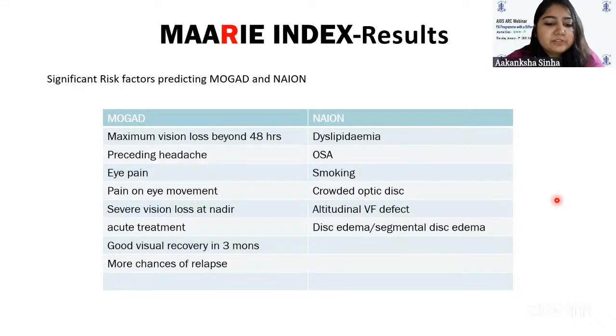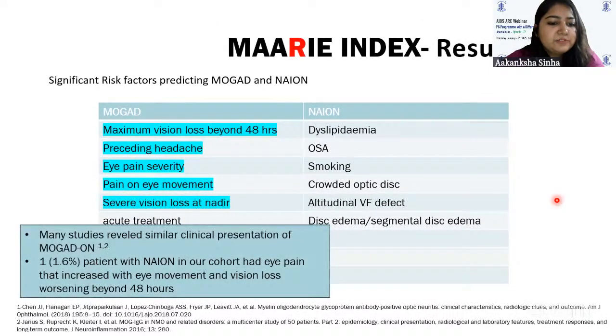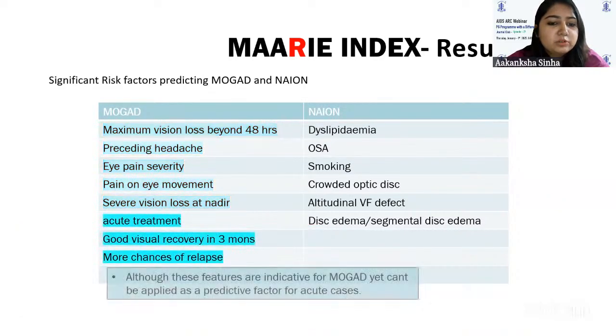Significant risk factors that were considered statistically significant are shown below. The following clinical features are also seen in many other studies and are supported by other studies, but only one patient of NAION was seen to have eye pain, which was rather insignificant. So we do not take it into account, and these are good clinical features that should be analyzed.